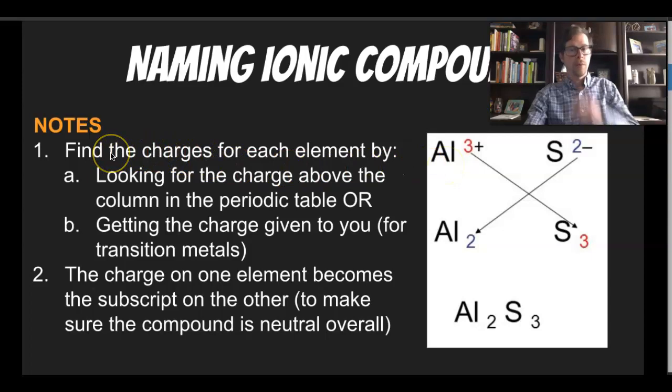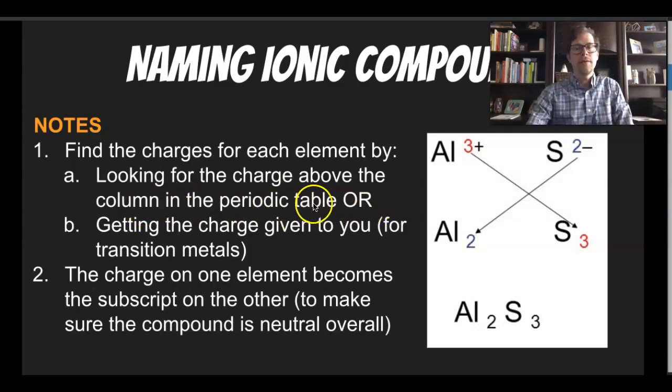First, what we have to do is figure out how to put it together in the right ratios. Ionic compounds come together in ratios that make them neutral. So first we're going to find the charges for each of the elements involved. And how do you find the charges? Well, each element is going to form a certain kind of ion, and we can figure that out by looking for the charge that's listed above the column in your periodic table. For example, everything in the very left-hand column should have a +1 above it, and those guys will form +1 charges.